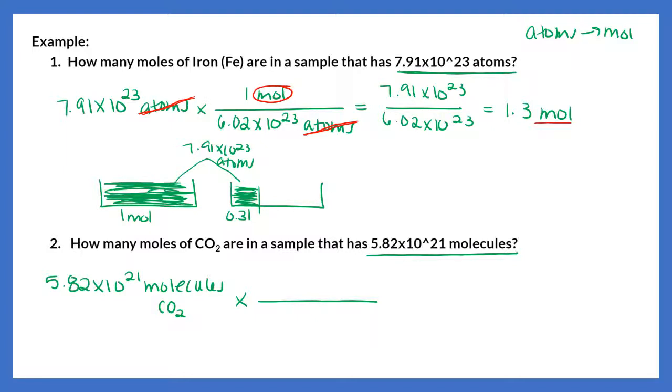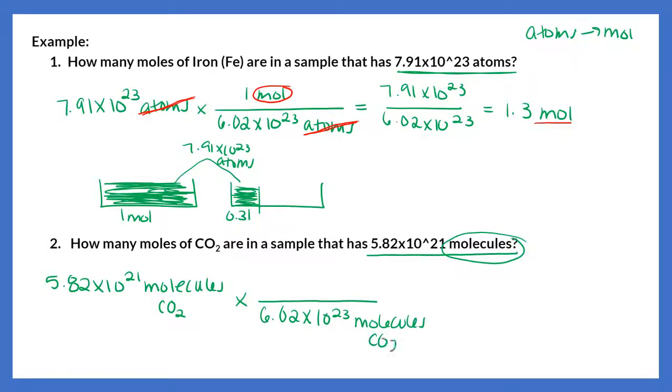Again, remember, mole is just a grouping of things. This time I'm grouping molecules. The last time I was grouping atoms. This time I'm grouping molecules. So to get a mole, you need to have 6.02 times 10 to the 23rd of whatever you're measuring. In this case, we're measuring molecules.